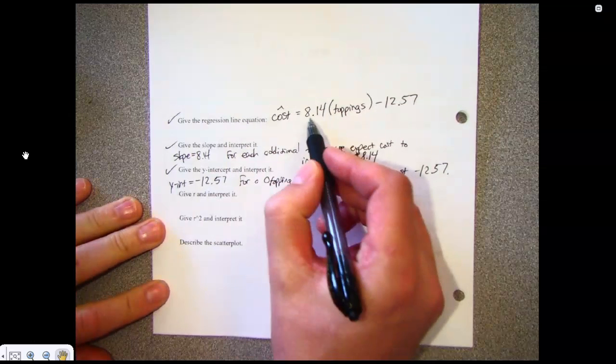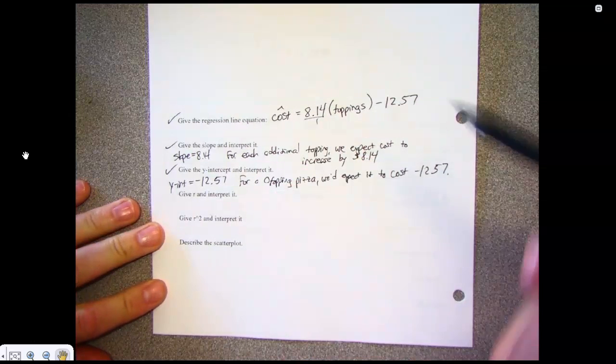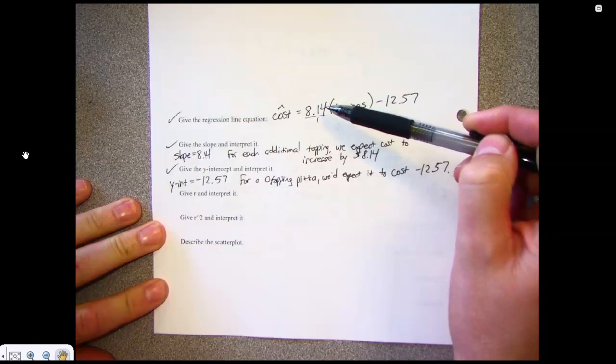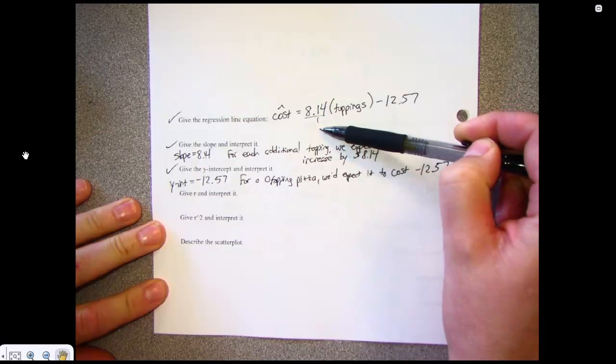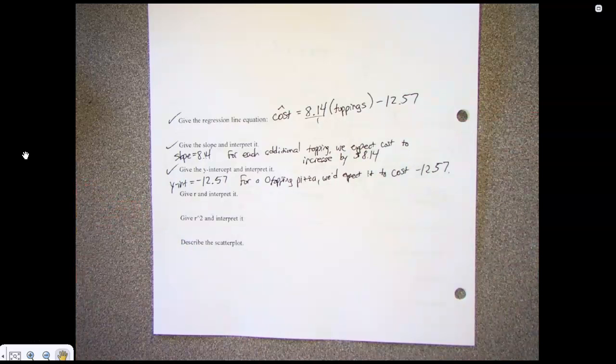So it's a 1.14 over 1. And that is the cost over the toppings. Do you have it backwards? So you were saying like for each dollar we'd get 8 more toppings? That'd be awesome.